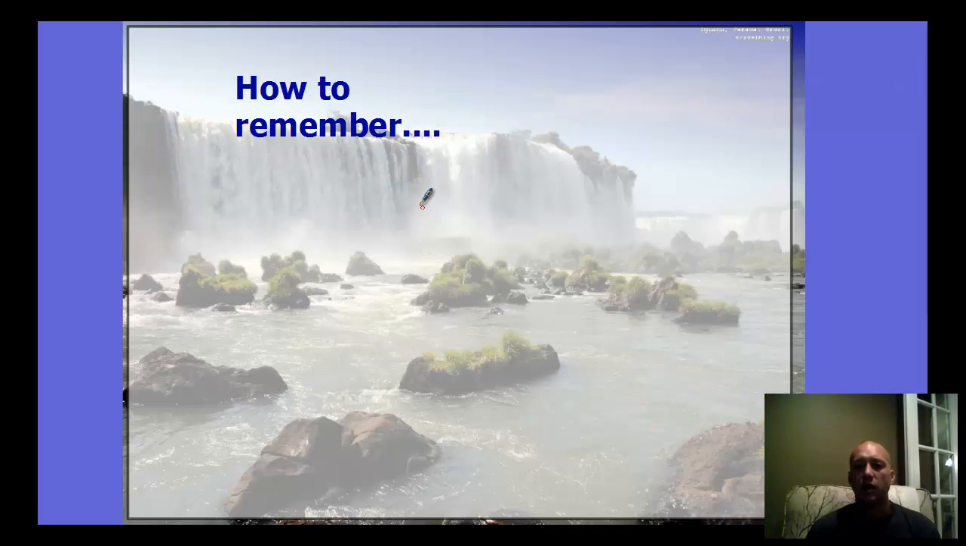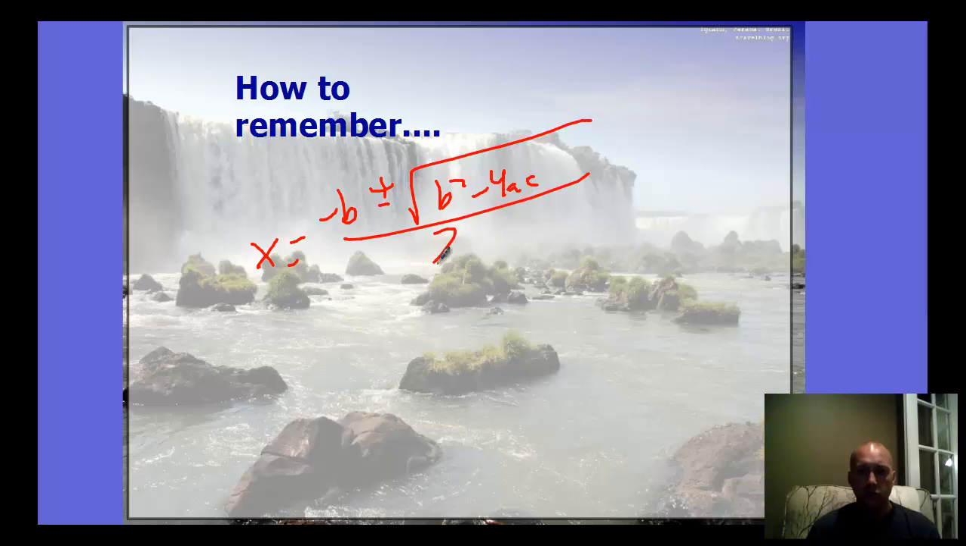So how to remember? Again, it's x equals negative b plus or minus the square root of b squared minus 4ac, all over 2a. You probably heard Pop Goes the Weasel. There's another one I'll show at the end of the lesson that's actually more entertaining than me saying it. But you do need to have this memorized. I will not give this to you.